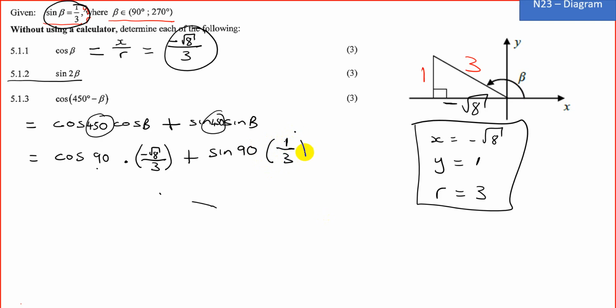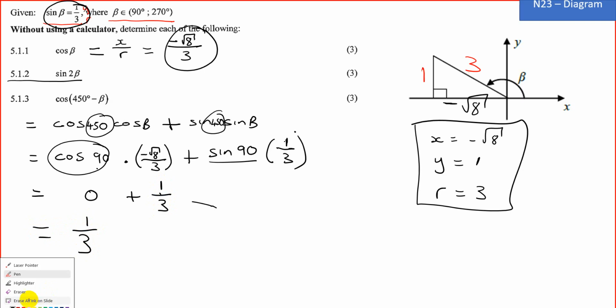over 3. Now you can actually use your calculator, or some of you might know that cos 90 is actually 0. So we know that cos 90 is 0, and anything times 0 would be 0. Sin 90 on the other hand is 1. So 1 times 1/3 is 1/3. And that gives us a final answer of 1/3.